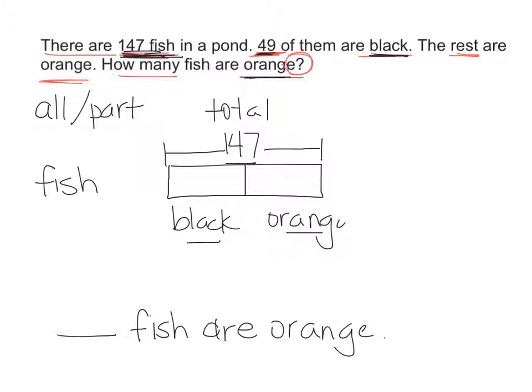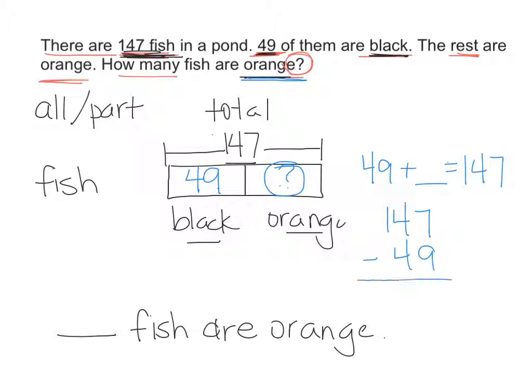Now I can look here. I see 49 are black, so I'm going to plug 49 into this part, and then it says the rest are orange, but I can see right here that my question mark tells me that's where that goes, in the orange part. Now, if I were to set this up part, whole, I can see 49 plus something is going to be 147. Well, if I have 2 parts in a total and I'm missing one of my parts, I'm missing an addend, I can do the opposite of addition and do subtraction. I can do 147 minus 49 to figure out the other part.